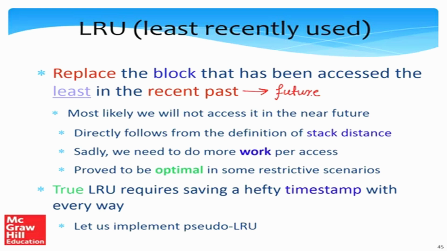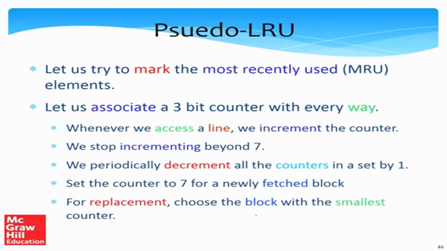So this follows directly from the definition of stack distance. We are essentially choosing a line which is the lowest in the stack, but we can't really maintain a stack. It would involve a lot of work. And it's not possible to do that with a limited number of bits in hardware, even though this approach has been proven to be optimal in some scenarios. So true LRU is hard. Let us instead implement something called a pseudo LRU, which in a sense gives us most of what LRU promises.